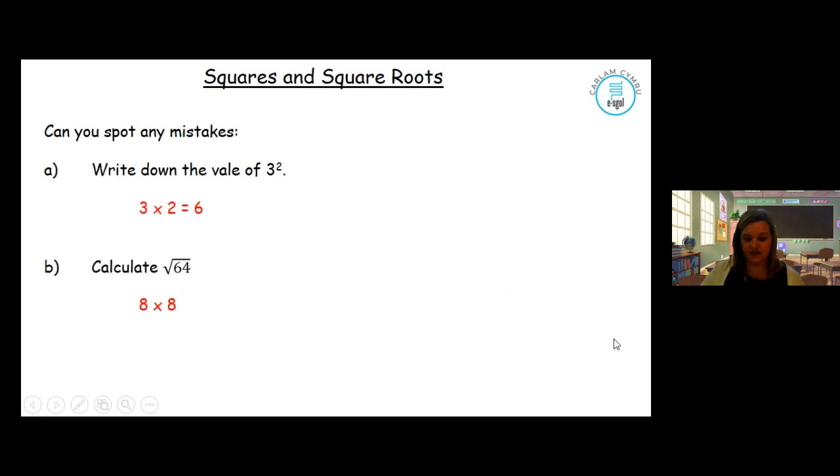Lovely. Right, there's a spot the mistakes question now. Again, I would like you to pause the video once I've run through what you need to do. So can you spot any mistakes? And then I've got the question of, oh, that should say value there, value of 3 squared. And we have 3 multiplied by 2 is equal to 6. And then calculate the square root of 64. And the answer that's given is 8 times 8.